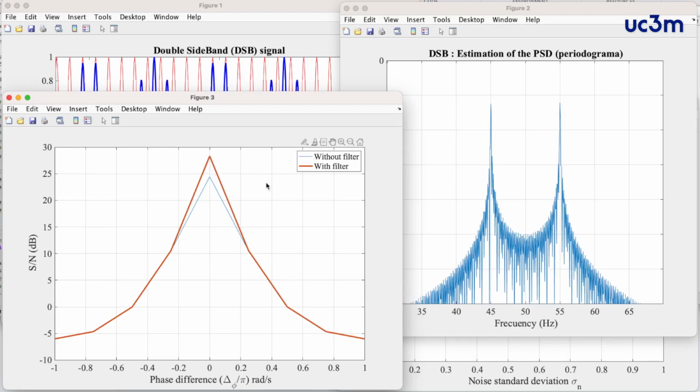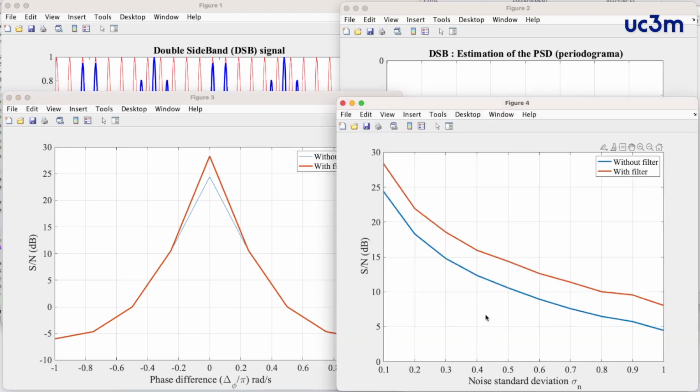And in any case, the signal-to-noise ratio is higher if we previously filter the signal to limit as much as possible the noise power, obviously. And then here we have the plot of the signal-to-noise ratio as a function of the noise standard deviation, and of course with a previous filtering to reduce the power of the noise, the signal-to-noise ratio is higher for every value of the standard deviation.